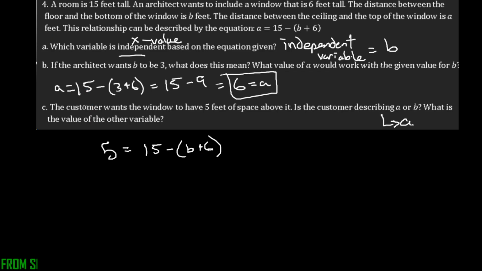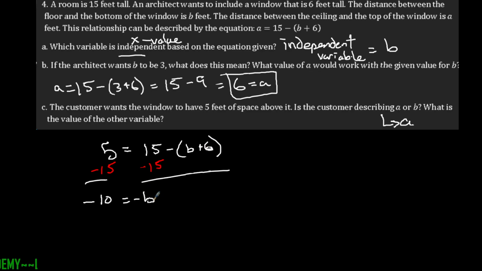Let me use my inverse operations. I'm going to subtract 15 from both sides. On the left side, I have 5 minus 15, which is negative 10. And on the right side, I just have negative b plus 6. I'm going to keep that in parentheses, so negative and then b plus 6.